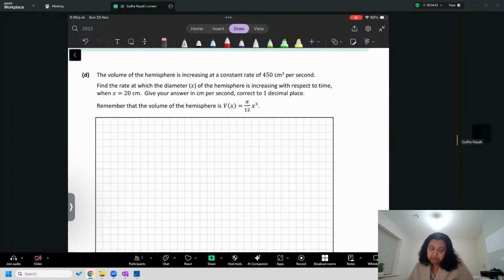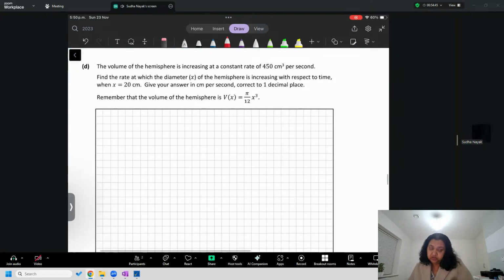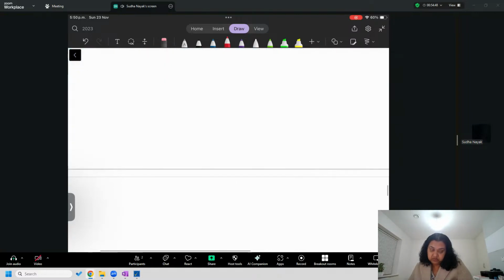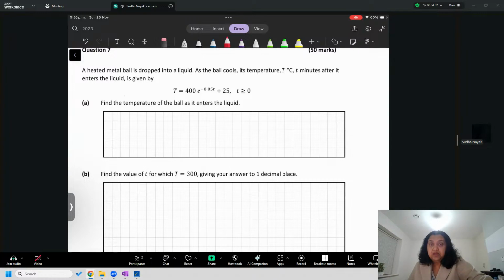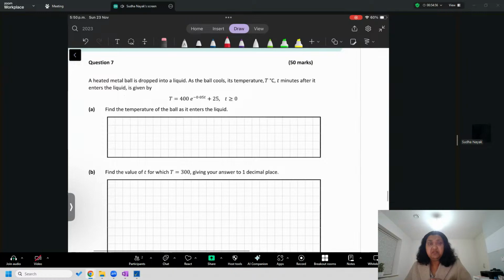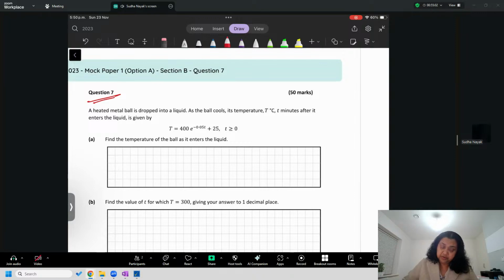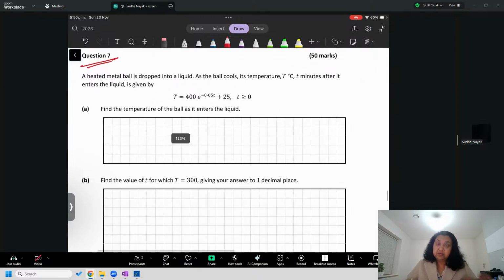Now this question, I'm just going to skip it because I want to work on this one. They definitely will have some questions like this, where it's a huge question. Question 7 was part of the mock paper, but this question 7 will be like a huge paper. So I just wanted to show you here.